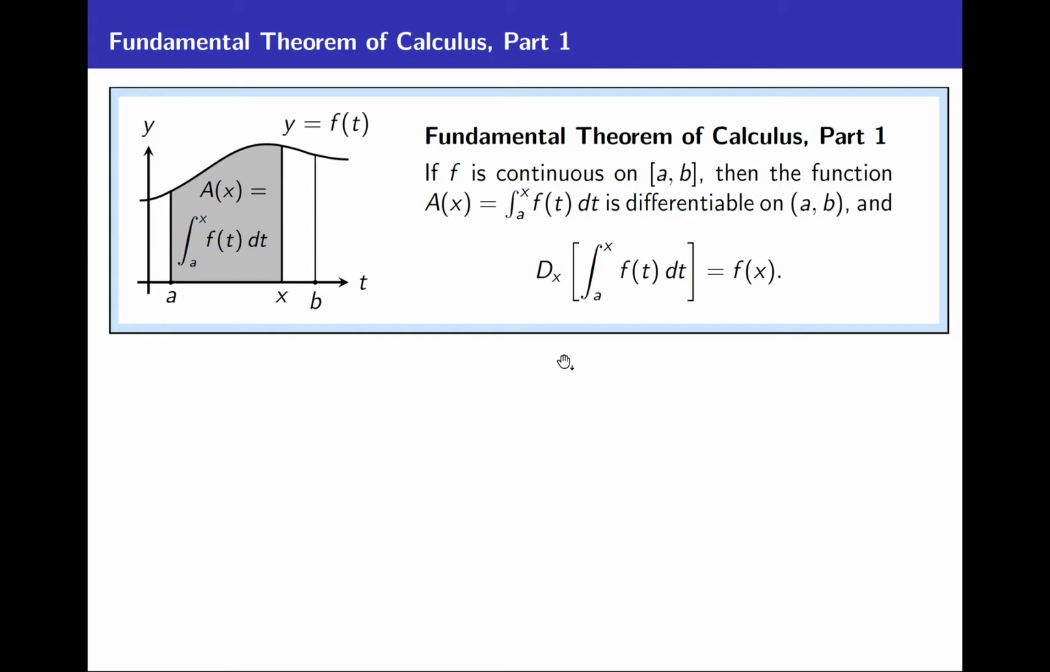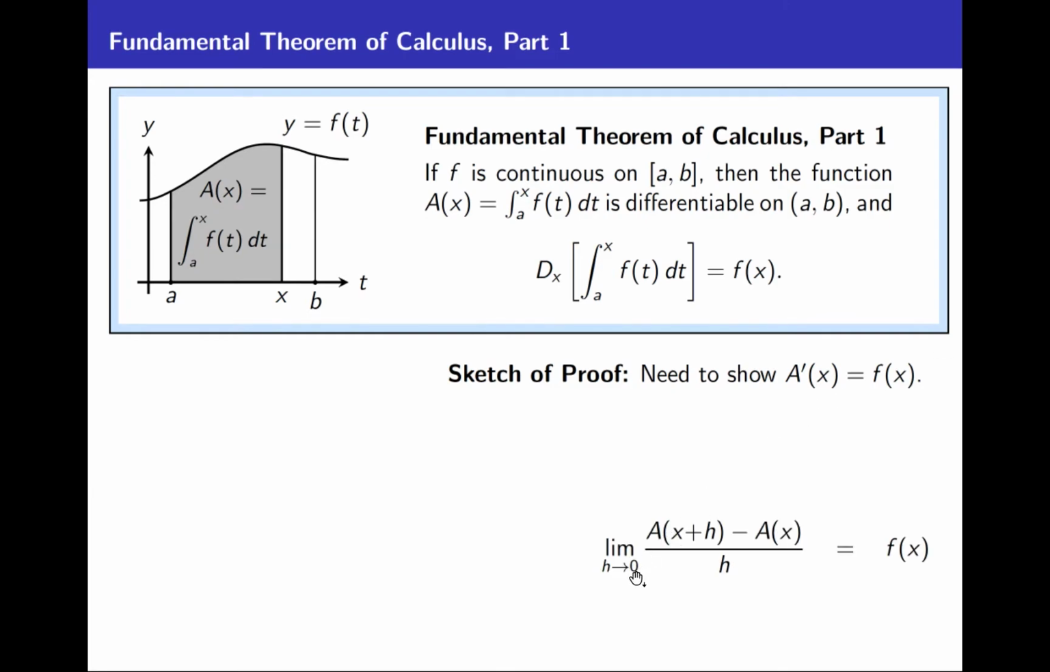And for our sketch of a proof, it's probably best to think about this f of t as being positive on the interval from a to b. So this A of x, which equals this integral, is area. What we need to do is show that the derivative of the integral from a to x of f of t dt equals f of x. And in this setup, that integral is the function A of x. So we need to show that A prime of x equals f of x, that this derivative equals f of x. We're going to use one of our definitions of a derivative.